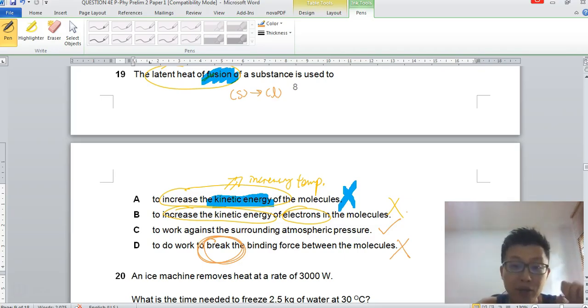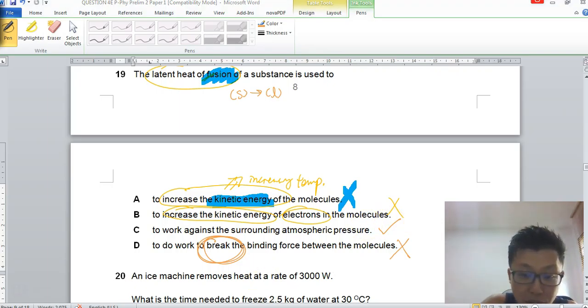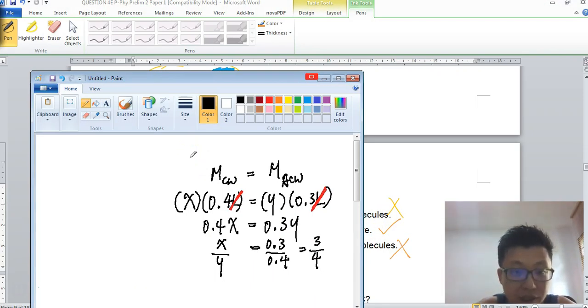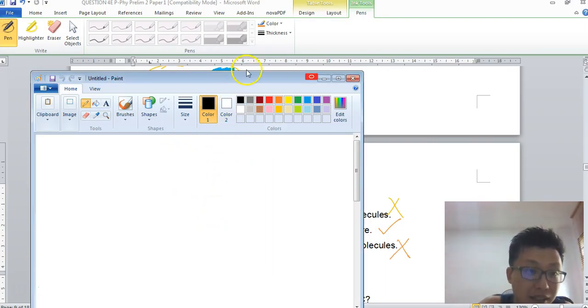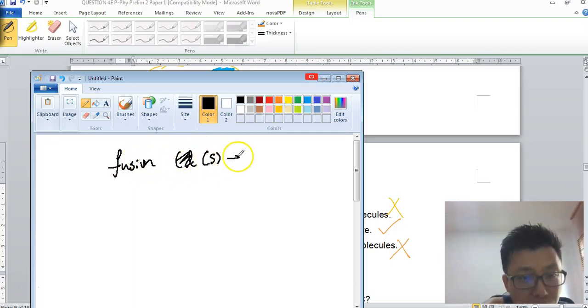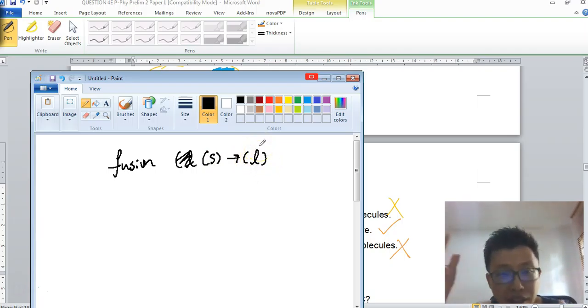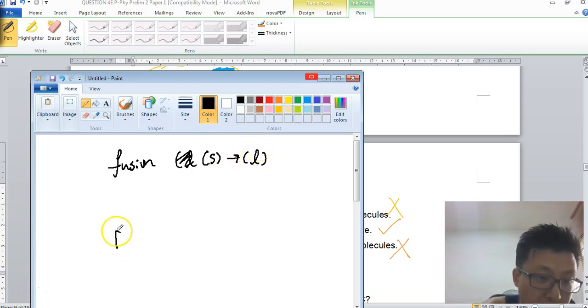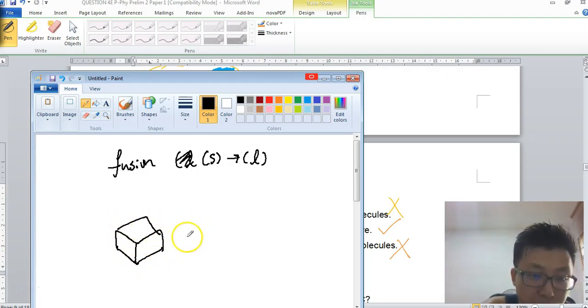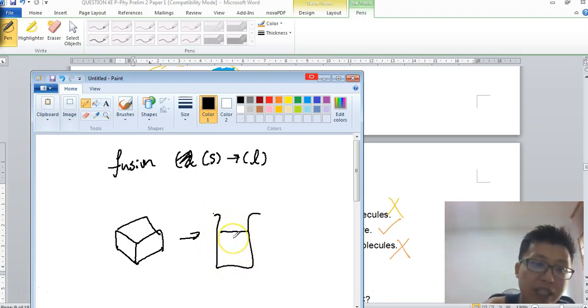Okay, focus on this. Let's say you are talking about latent heat of fusion, and you were just saying that fusion is solid to liquid. How is atmospheric pressure in play here? Now, if you look at an ice cube, in order for this ice cube to turn into water, it needs to expand. Am I right? Correct or not?